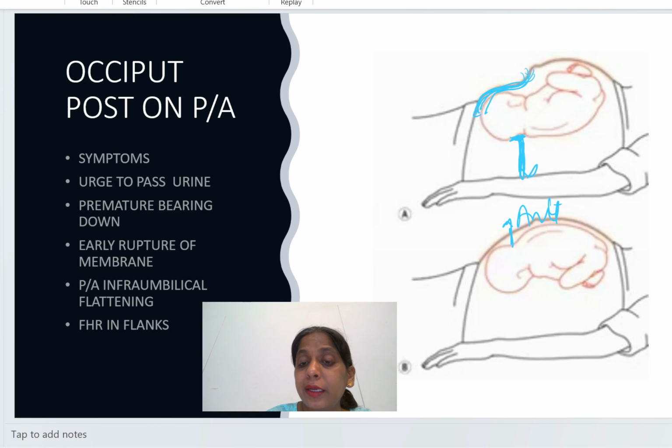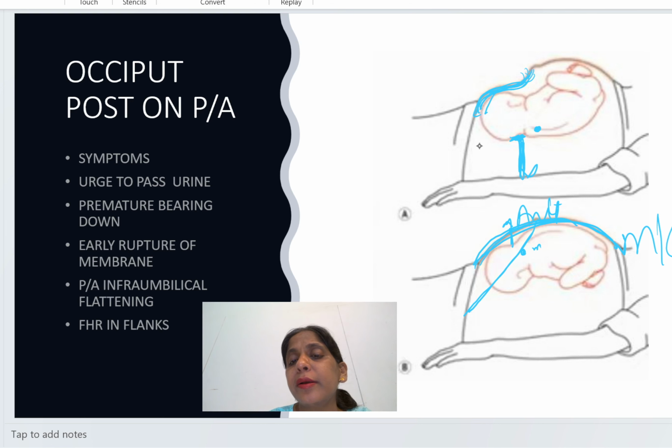Okay, and here when it is anterior, this is most common, the shape of the abdomen is round, and here there is infraumbilical flattening. You can see here that the back is here, and here the back is here. So fetal heart rate is seen at the spino-umbilical mid, and here it is seen in the flanks, literally. So my baby was occipito-posterior. There was infraumbilical flattening, and my fetal heart rate was also auscultated in the flanks.